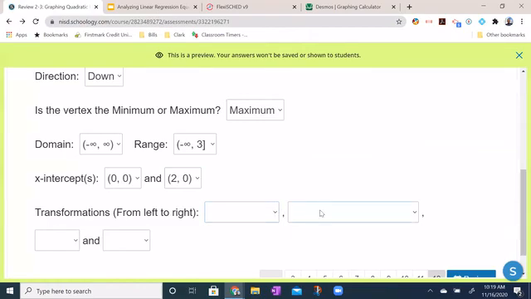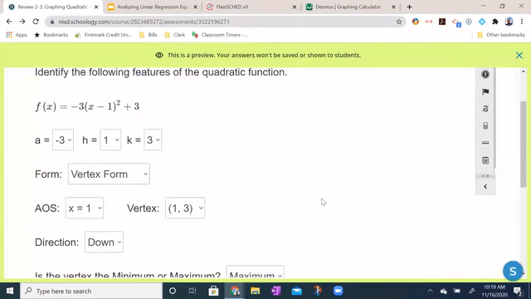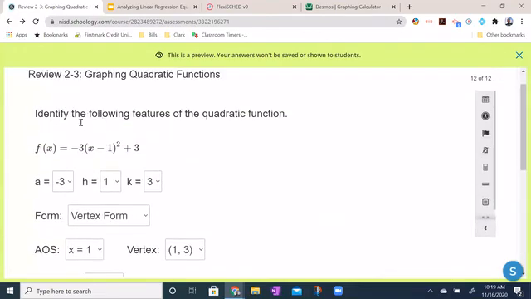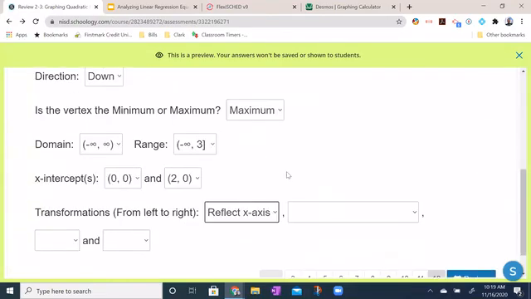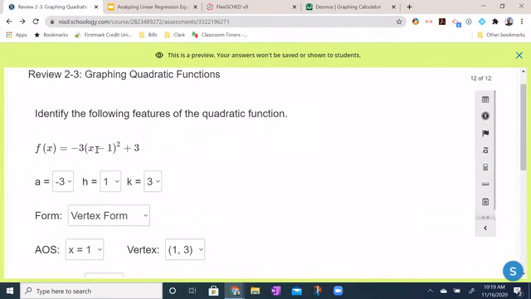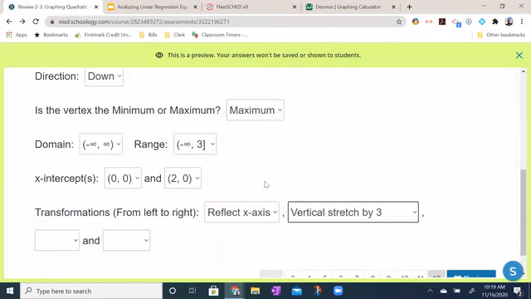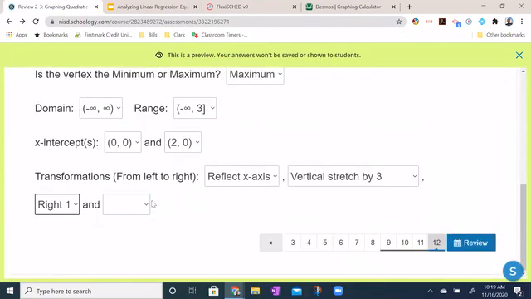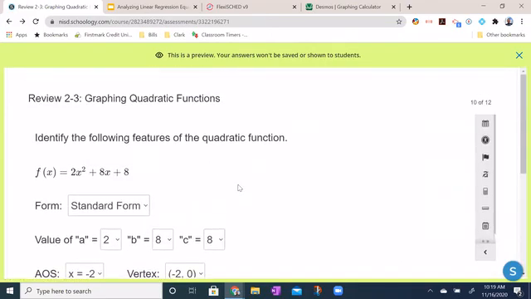Transformations from left to right. Since vertex form is transformation form, the first thing we have is a negative. That means it's a reflection about the x-axis. And we look at the number, which is a 3. It's bigger than 1, so it's a vertical stretch. Then you look at x minus 1, which means h is a positive 1, so it goes to the right 1. And then this last one, k, which is 3, means it's going up 3. Okay, last thing is the standard form.